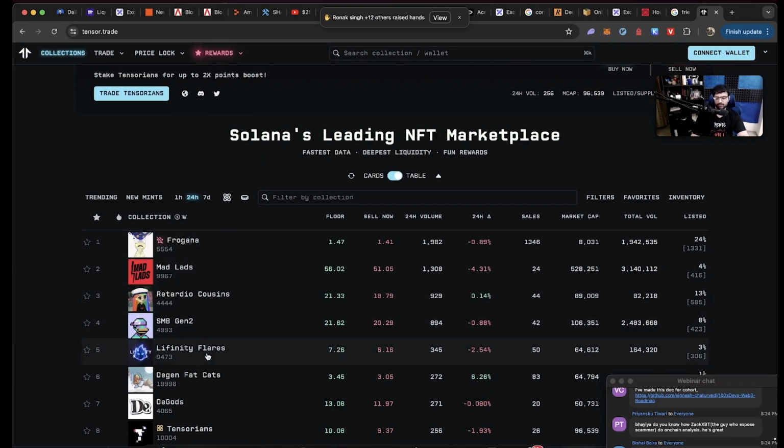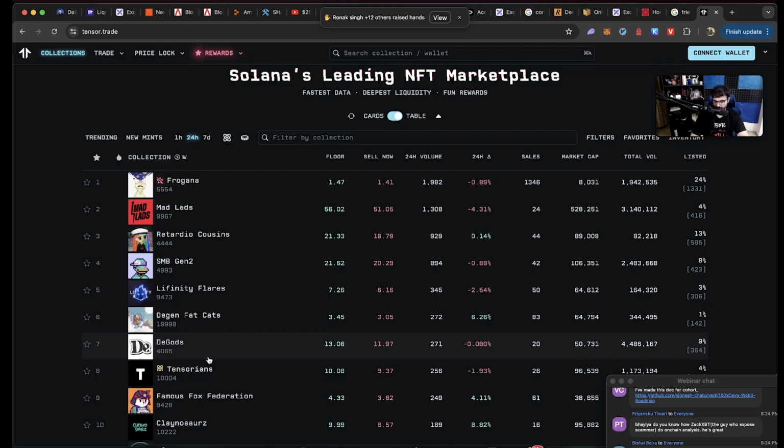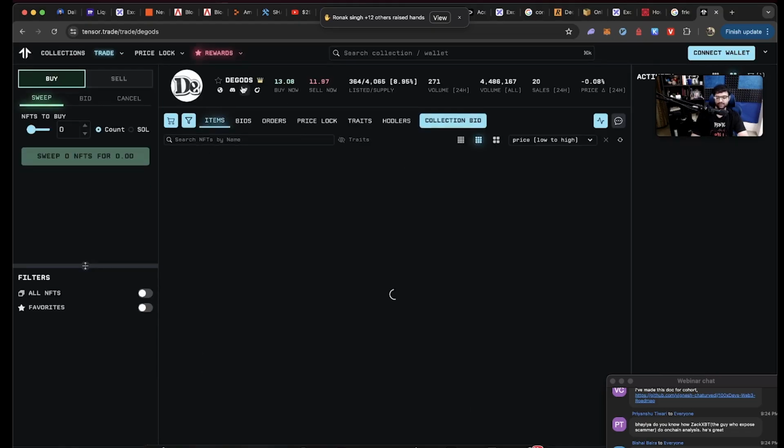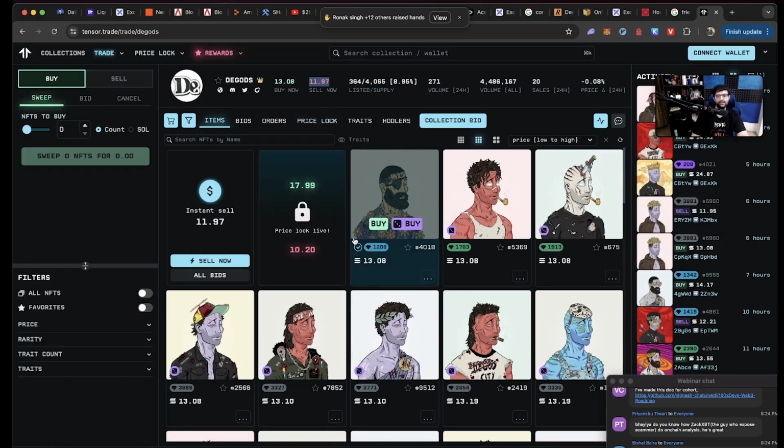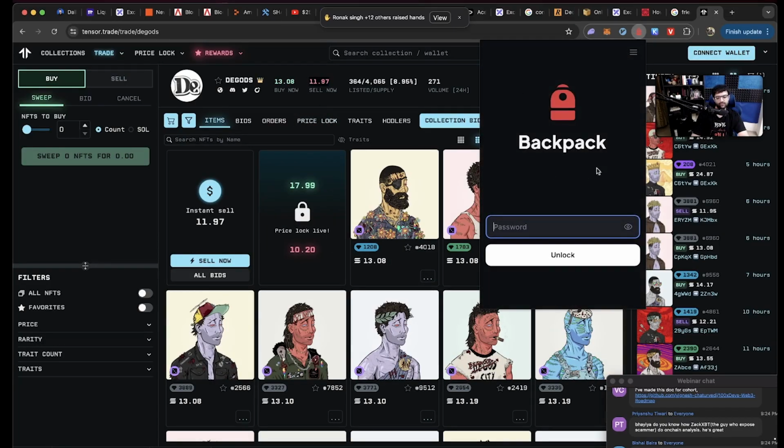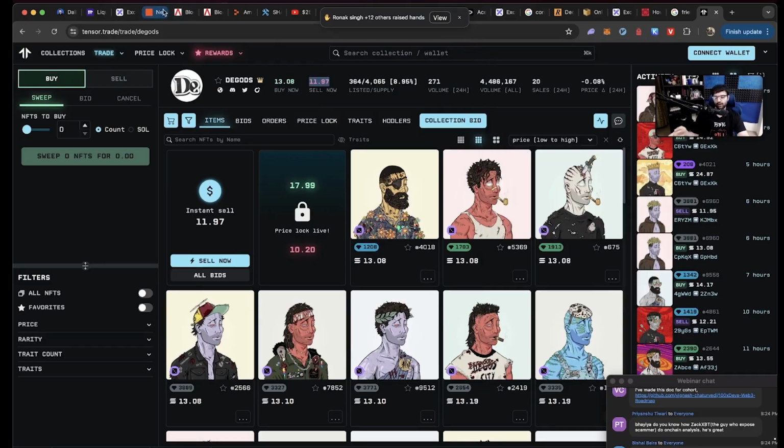If you go to any NFT over here, you'll see they're all denominated in Sol. Here I can buy this for 13 Sol. I can sell this for 11 Sol. If I try to sell it, it'll put 11 Sol in my wallet over here. But what I want is not Sol, but USDC.